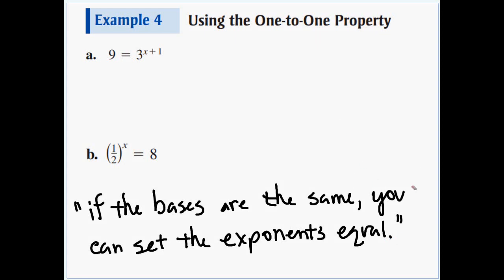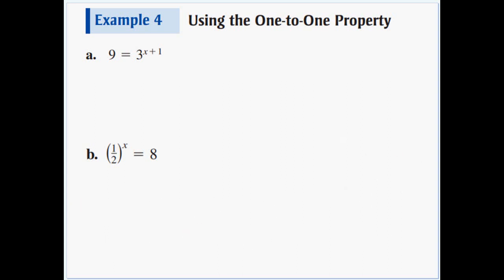So number 9, or letter A here, is a nice easy one. We've got 9 equals 3 to the x plus 1 power. The right side has a base of 3, so we would like to write the left side as some base of 3. And 9 is 3 squared. So we can write 3 squared is equal to 3 to the x plus 1 power.